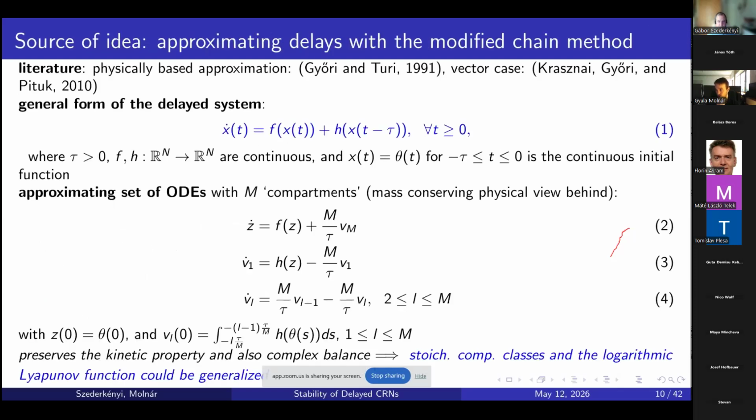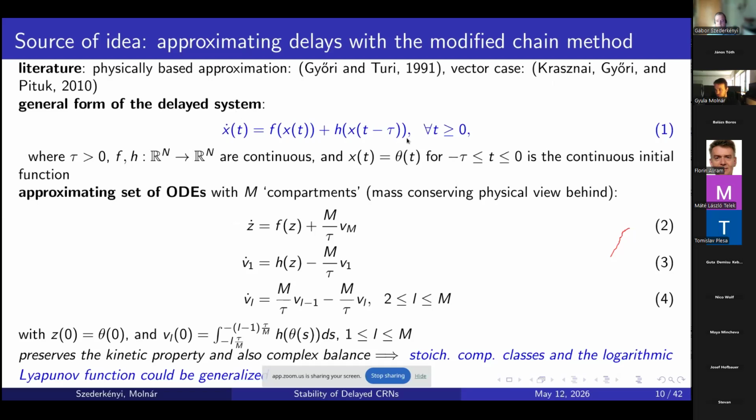A few words about how we conjectured the first Lyapunov function for delayed CRNs, and this came basically from our uneducated nature, because engineers do not learn delayed dynamics, I think, most of the time. What we usually do is approximate the delayed terms with some ordinary differential equations, and then we are happy that we can handle the ODEs. But the approximation is not arbitrary, so we used a physically based approximation of discrete delays given originally by Győri and Turi, and this was later extended to the vector case in the PhD thesis of Beata Krasnai.